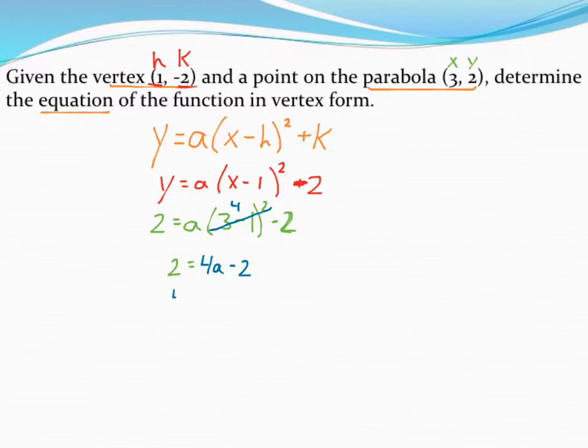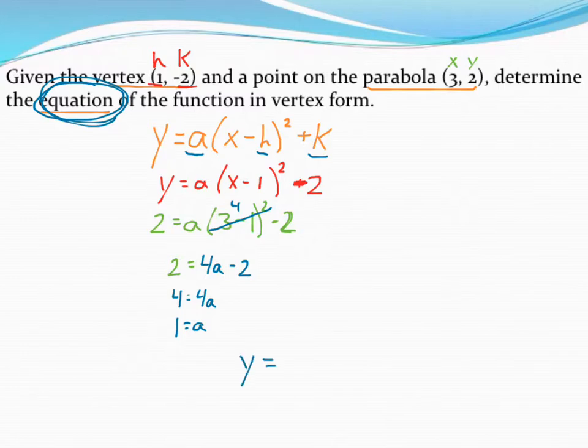I'll add 2 to both sides and then divide by 4. I get an a value of 1. Now, with all this work, don't lose sight of what we were trying to do. They didn't ask us to find a, although we had to do that as part of the problem. They asked us to find an equation. So when we're done, let's plug in all 3 of these values, a, h, and k, to write our actual equation. You'll always have y and x when you write your equation.